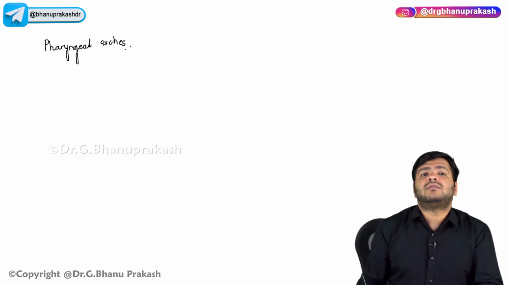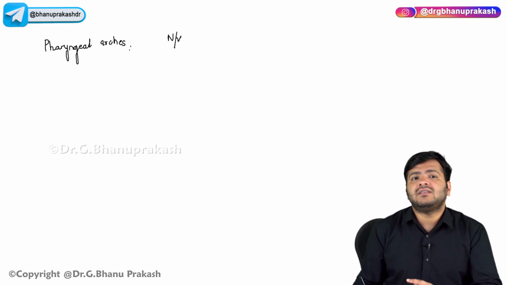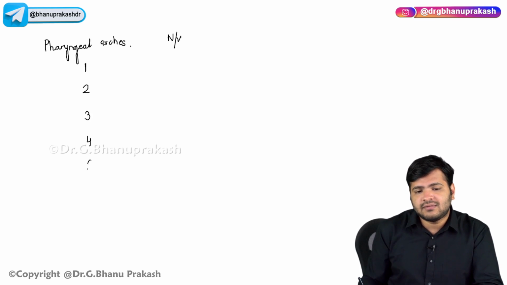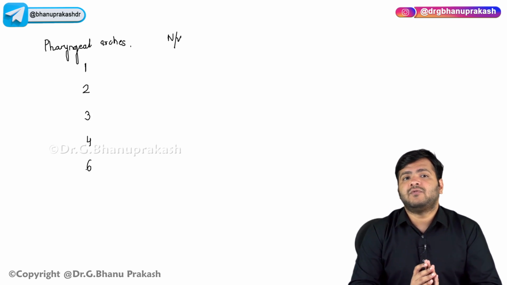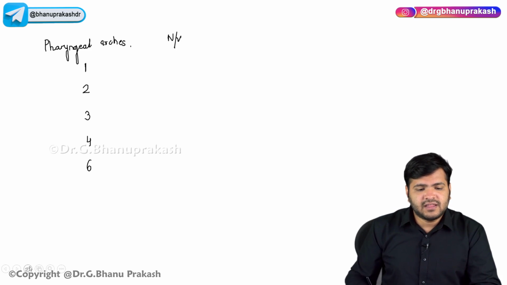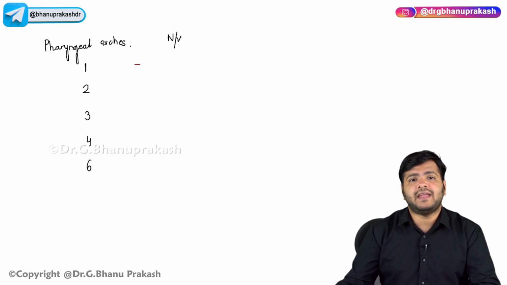Now firstly we will learn which nerves are actually supplying these pharyngeal arches. So how many pharyngeal arches are there? They are 5 in number, but actually they are 1, 2, 3, 4 and 6. The fifth one will vanish, okay, it will disappear.